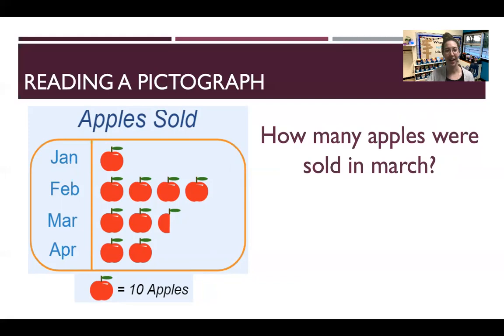Now, I'm going to count how many apples were sold in March. So I find what March is, and all I'm going to do is count up first by 10. So I have 10, 20, and because my apple is half, I'm only going to add 5. So my answer is 25. Hopefully that makes sense. If not, let me know and I can help you out further.